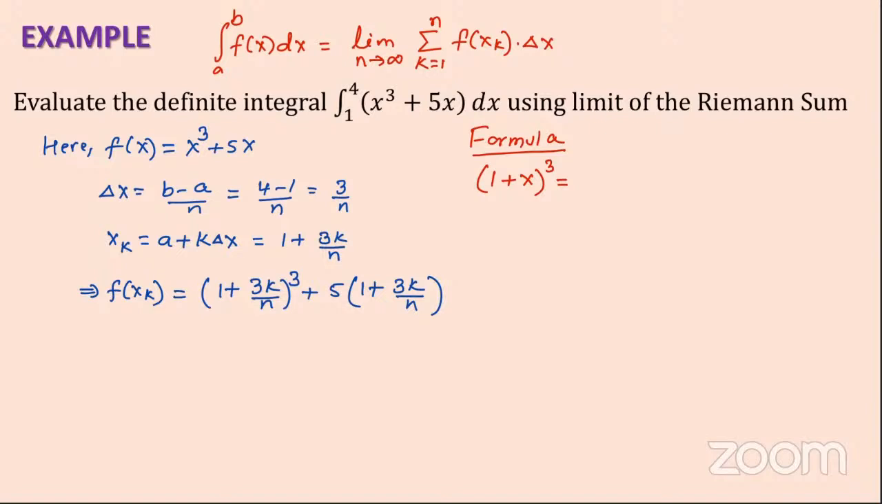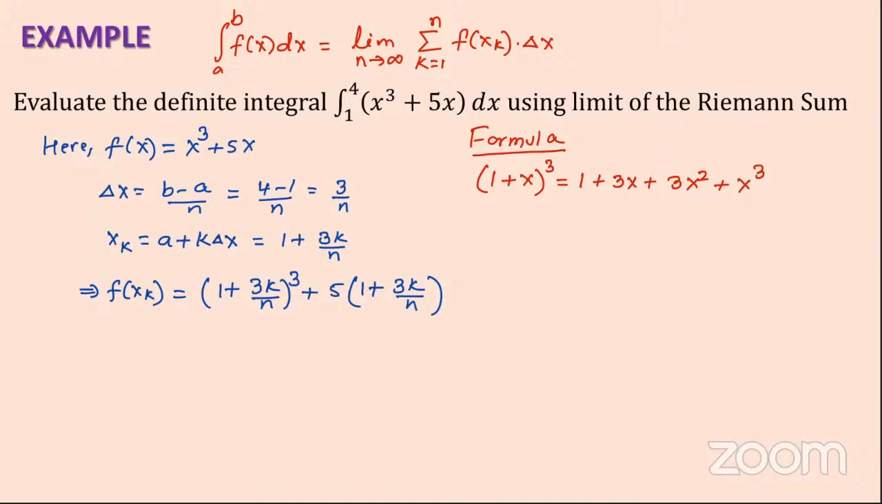Your result will be interesting. It will be 1 plus 3x plus 3x squared plus x cubed. So 1 plus x cubed equals 1 plus 3x plus 3x squared plus x cubed. We are going to use this formula to expand this one because it is just like that. 1 plus 3k over n cubed is just like 1 plus x cubed. In place of x, I have 3k over n. So we can expand that using that formula.